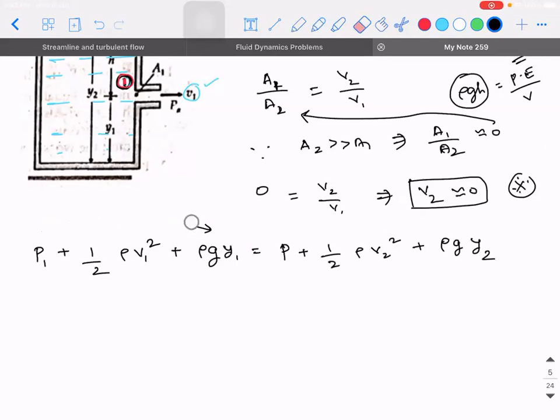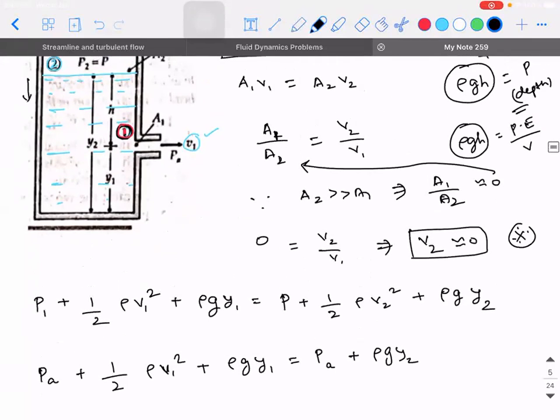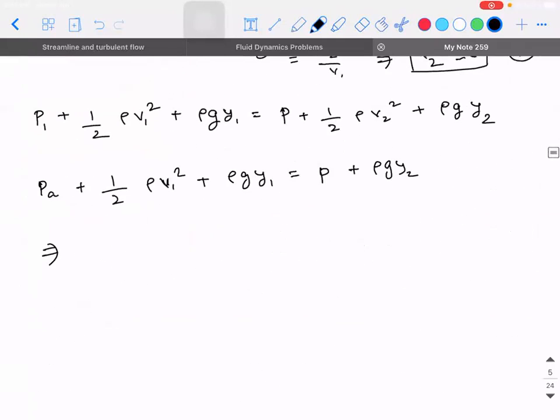Now tell me what will happen. The pressure at point 1 is atmospheric pressure. So atmospheric pressure plus half rho V1 square plus rho g into Y1 is equal to the pressure at point 2, P, plus half rho into V2 square, where the kinetic energy is 0, plus rho g into Y2. Pressure at point 2 is P only, not atmospheric pressure, because here it is closed and not exposed to the atmosphere.